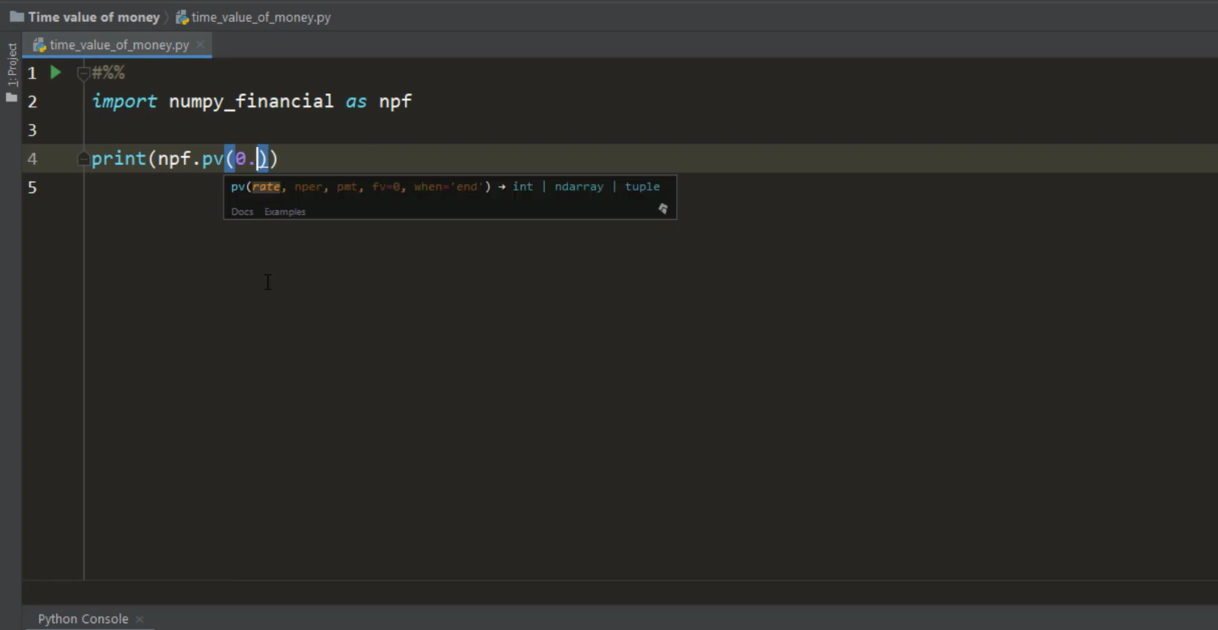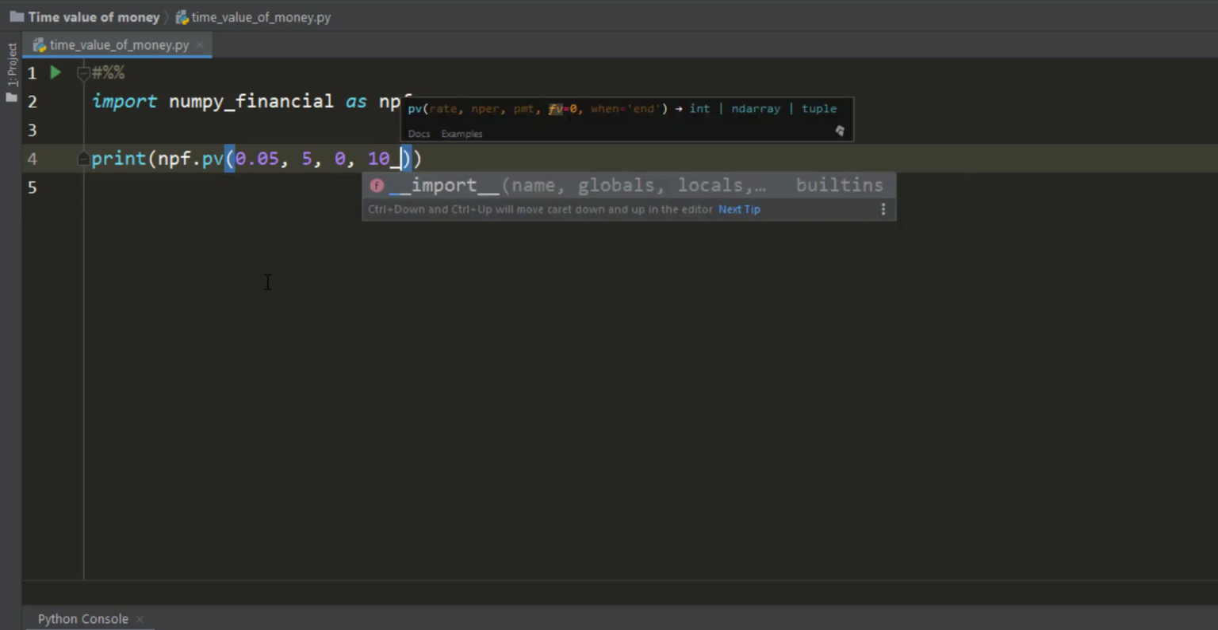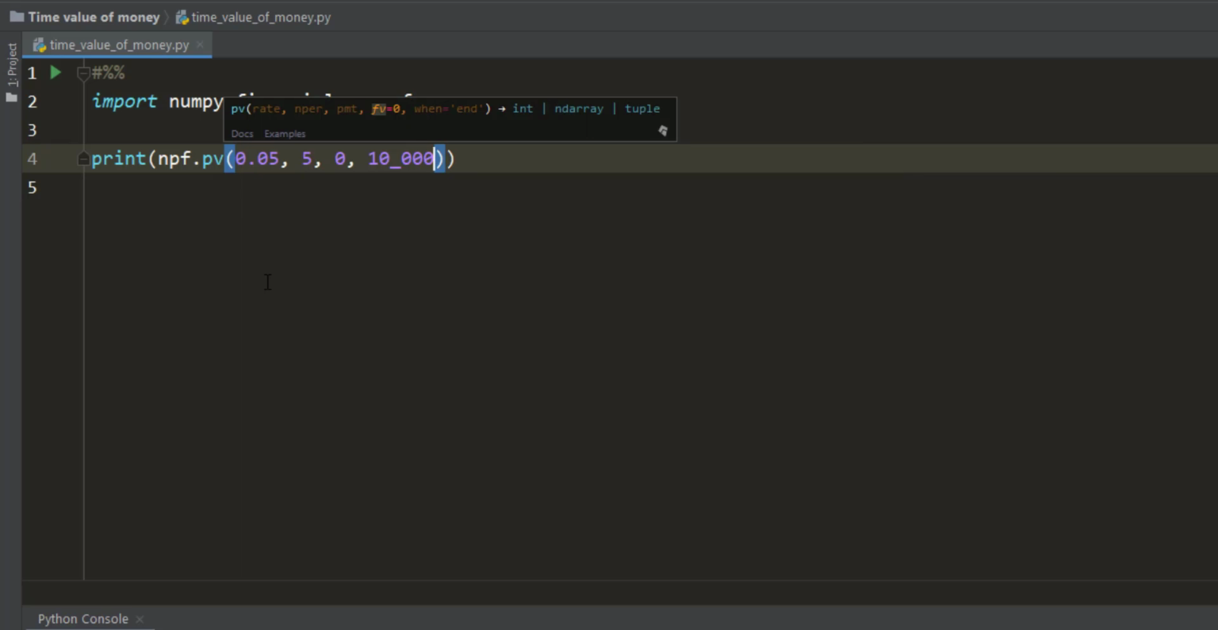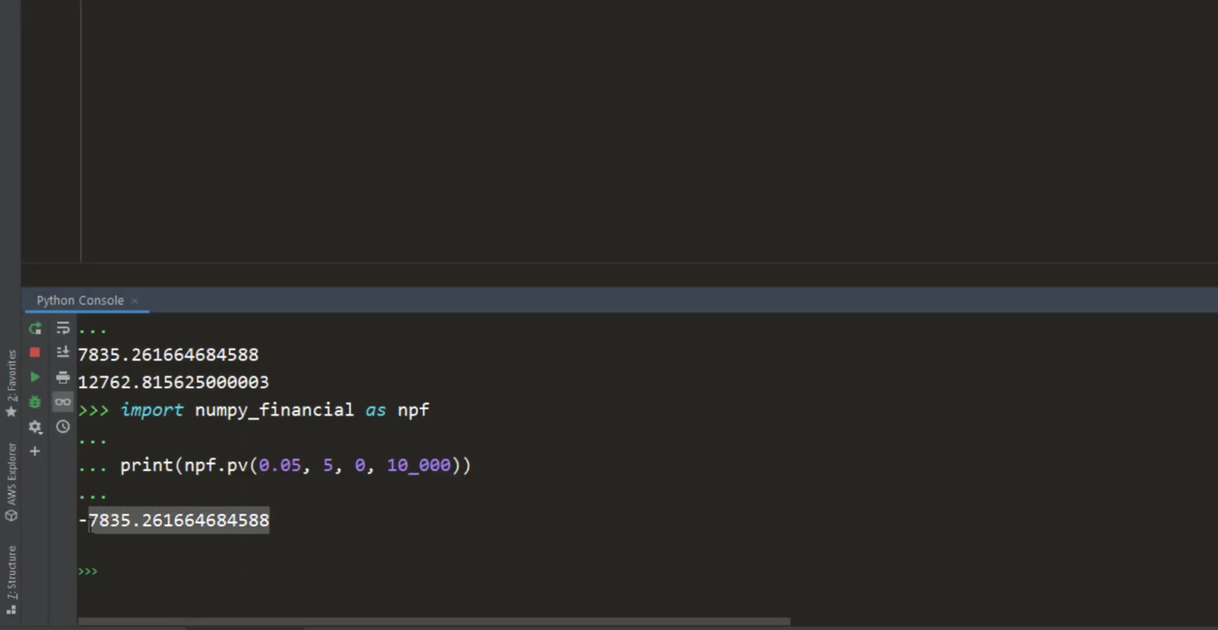So we do 0.05 as our percentage. The number of period is 5 years. PMT, we are going to talk about that later. It's a payment for annuity cash flows. We are going to cover that in the next video, so don't worry about it for now. We just put it as 0 and then future value as 10,000. Let's see how it works. As you can see, we got the same number here, but it is negative, and that's simply because you are investing the money right now, so the money is out of your pocket.